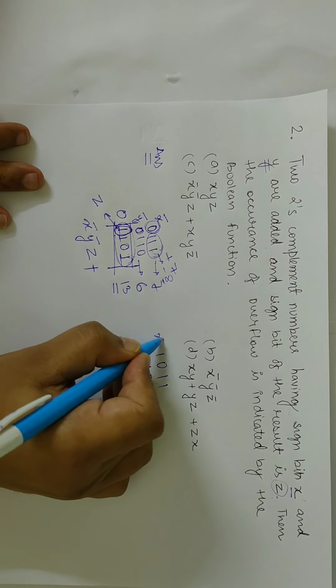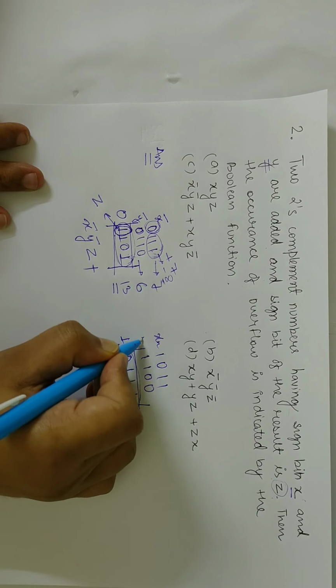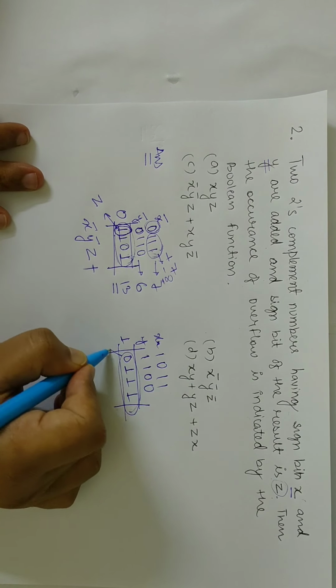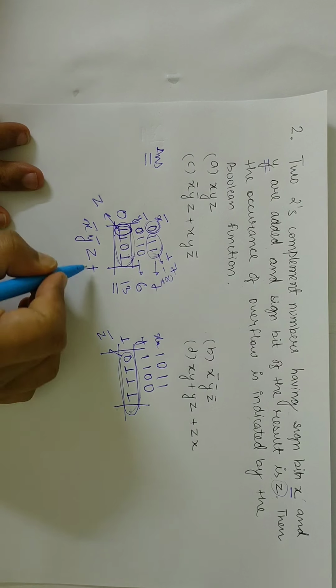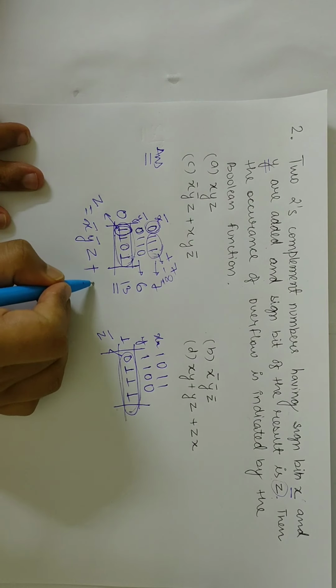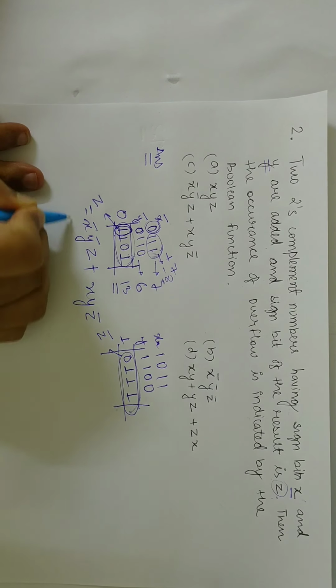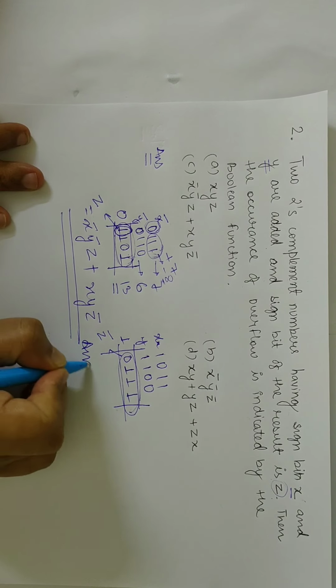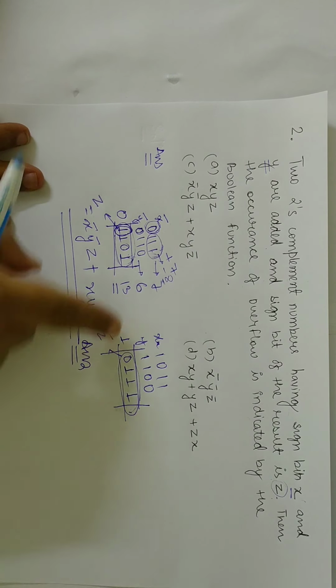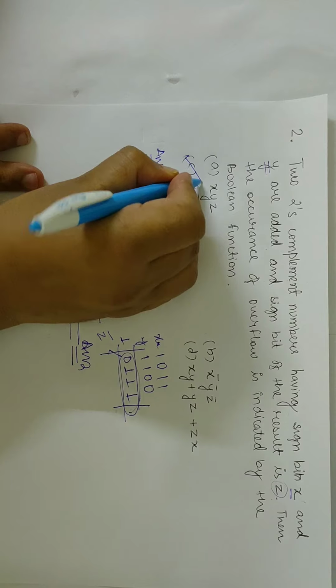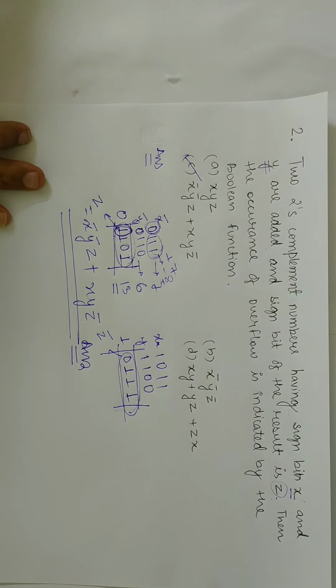Now looking at the MSB, this is x, this is y, and this is z bar. One more case that we are getting here is x, y, z bar. That's why this is the answer. From the options we can verify that option C is the correct answer. Let's move to our third question.